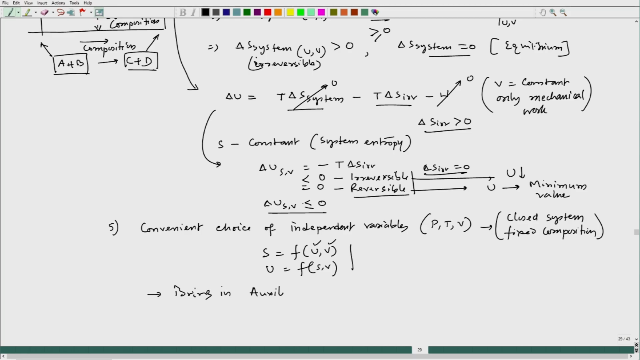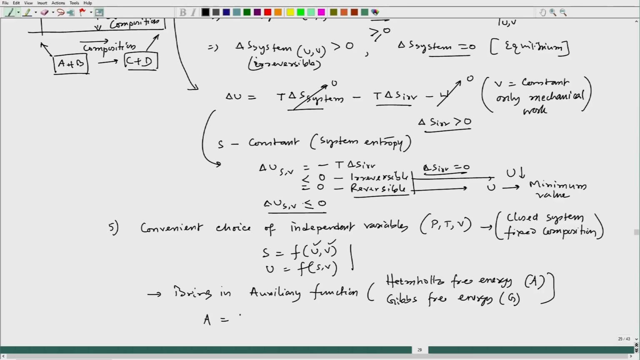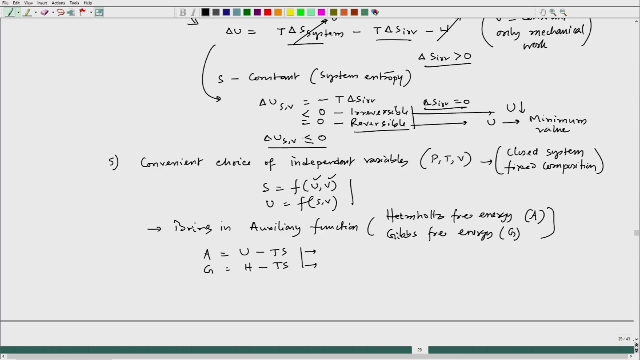auxiliary functions. Auxiliary functions, what are those? Helmholtz free energy, which is termed as A, and Gibbs free energy, which is termed as G. Okay. And we will see that A is reflected in this pattern, A equals U minus TS, and G can be written as G equals H minus TS. Okay. And these 2 equations can take us to, let us look into this too.